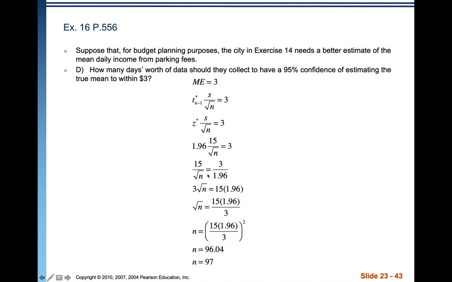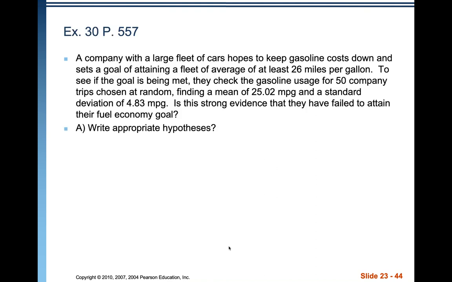So let's start off by dividing both sides by 1.96. And then we cross multiply and we get 3 times square root of n equals 15 times 1.96. We divide by 3. We get rid of the square root sign by squaring both sides, and we get 96.04. We always round up, so n is 97.